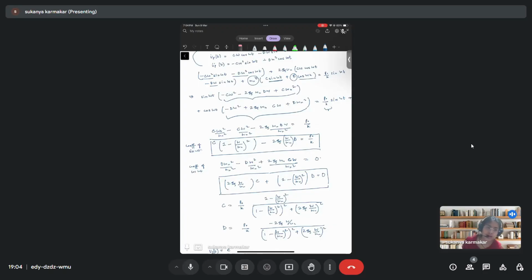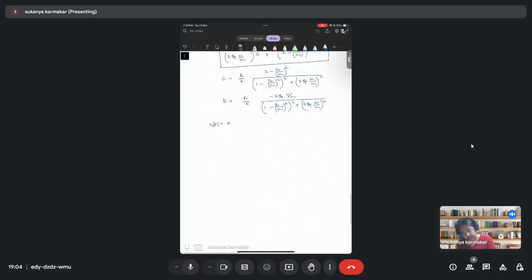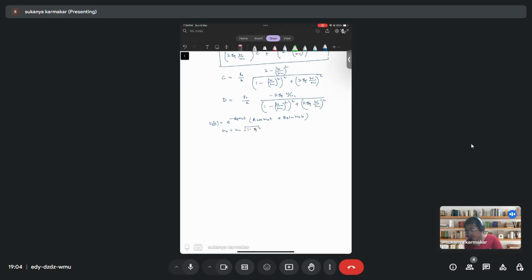Since the answers were directly given in the class, I thought of explaining how C and D are derived. Your complementary solution is of the form e to the power minus zeta omega n t, a cos of omega d t plus b sine of omega d t, where omega d is omega n under root of 1 minus zeta square.